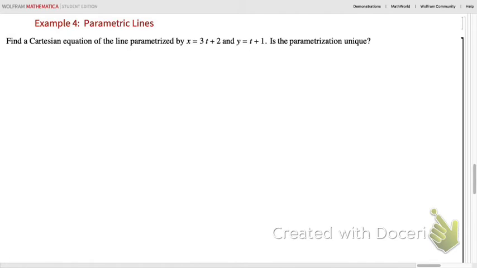So we've talked about parametric parabola. We did a couple of examples involving parametric circles. Now we're going to talk about parametric lines.